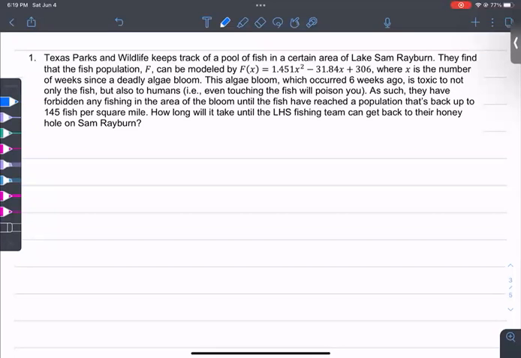The Texas Parks and Wildlife keeps track of a pool of fish in a certain area of Lake Sam Rayburn. They find that the fish population F can be modeled by the f of x function, where x is the number of weeks since the deadly algae bloom.